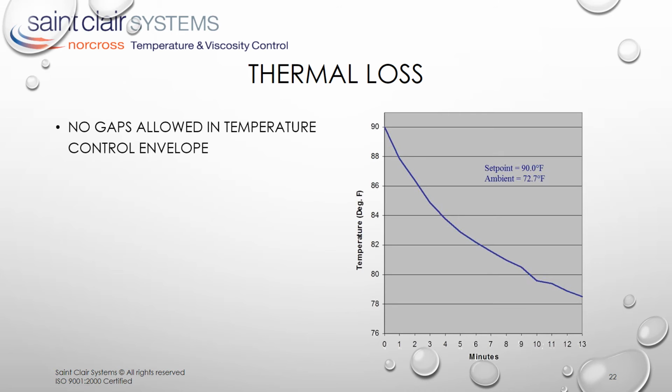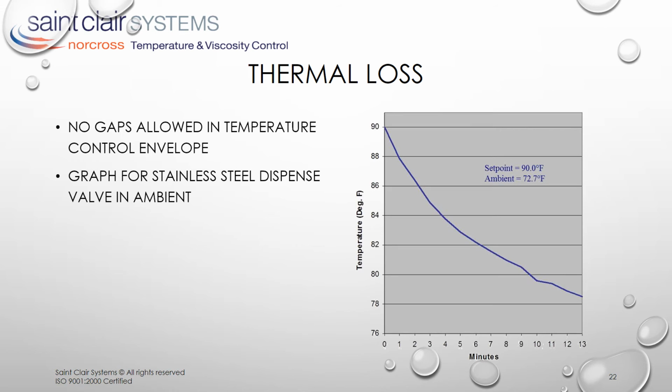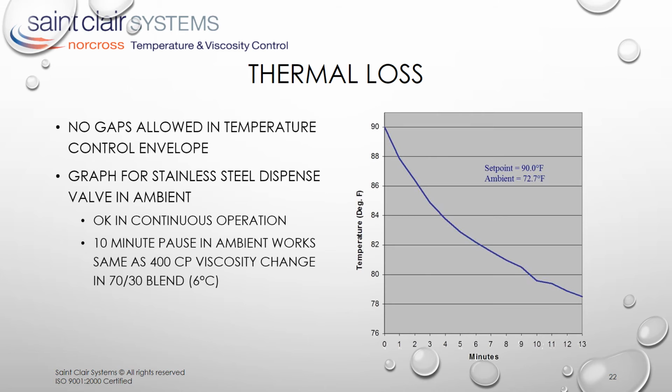Here we see the effect of a dispense valve open to the air during a break and the impact that it has on coating temperature. The 11 degrees Fahrenheit lost over just 10 minutes equates to a 400 centipoise increase in viscosity for the 70-30 blend in the UV coating we were discussing earlier. Note that insulation slows thermal loss. It does not prevent it.